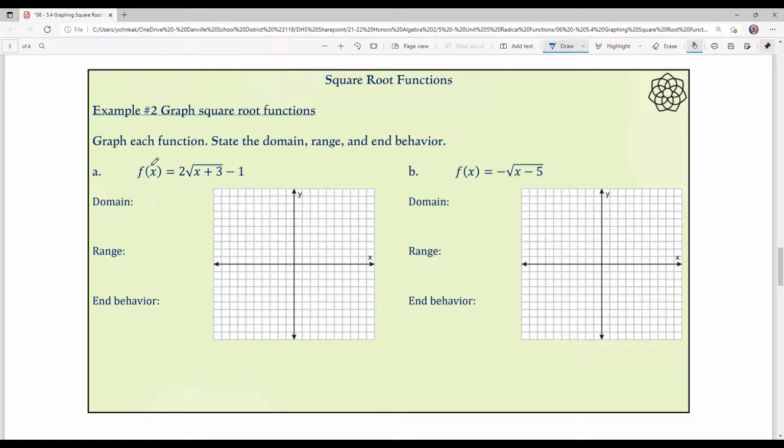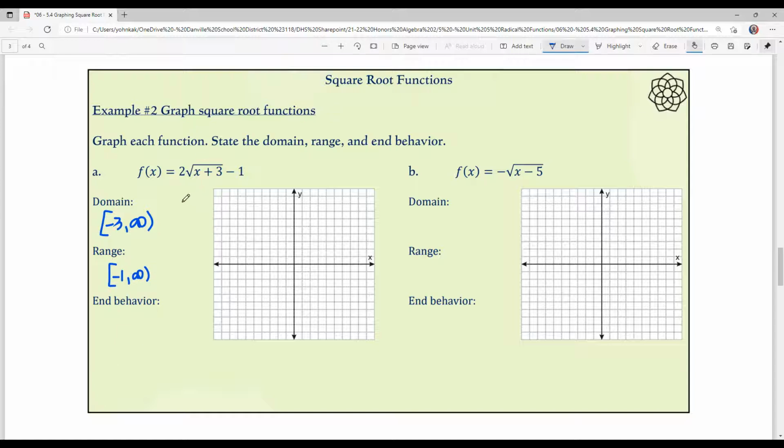So in letter A, we have f of x equals 2 times the square root of x plus 3, minus 1. We need to state the domain, range, and end behavior. So the domain, remember, is connected to what's underneath the radical. If I set x plus 3 equal to 0, I'm going to get negative 3, and that's why the domain is from negative 3 to infinity. My range is connected to my k value, which is negative 1. So that means the whole entire function is translated down a unit. And so my range is from negative 1 to infinity.